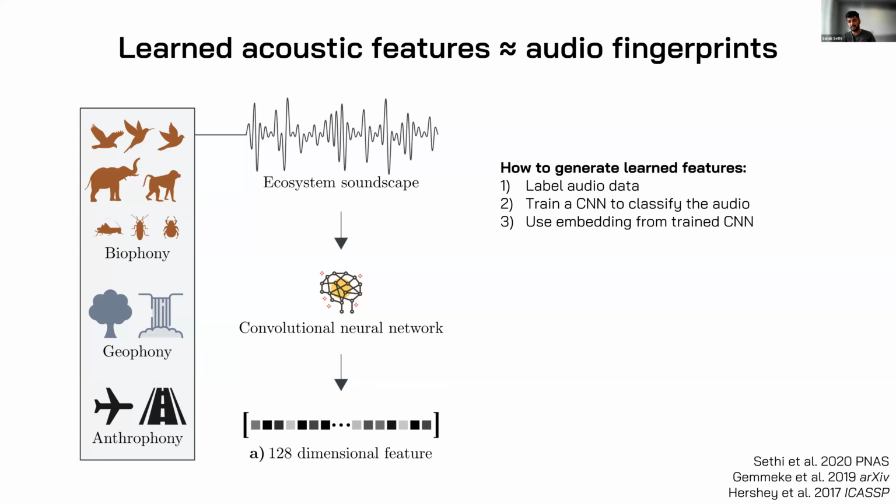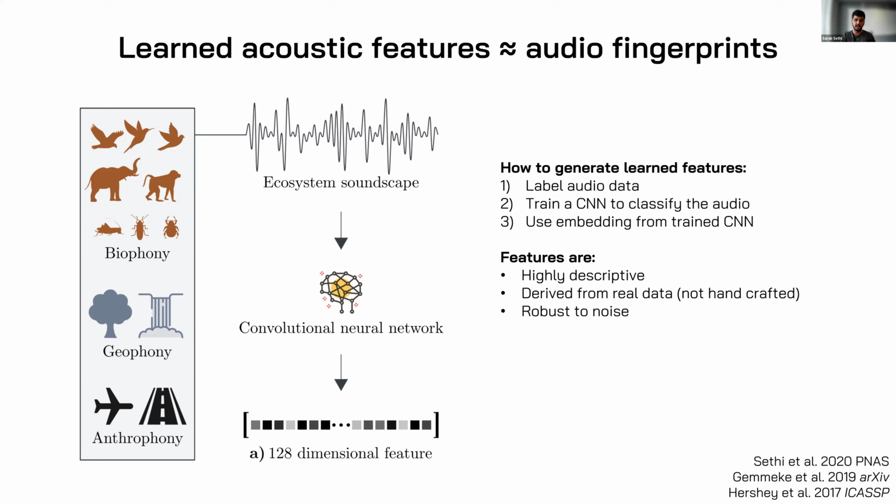Well, you need to label a bunch of audio data, train the CNN to classify audio, and then use the embedding from a trained CNN. The technical details are kind of unimportant, but the idea here is that the features are learned from the data set itself rather than being handcrafted by anyone saying perhaps 10 kilohertz is an interesting frequency range. The features are highly descriptive, they're derived from real data, and in theory, they're robust to noise if the labels in the audio data set are of sufficient diversity.